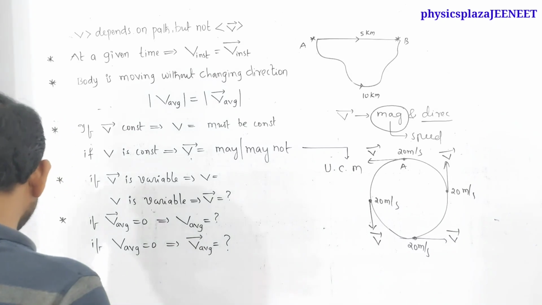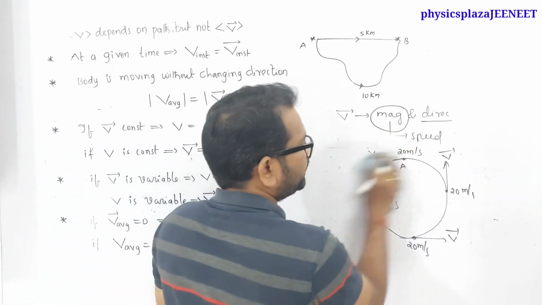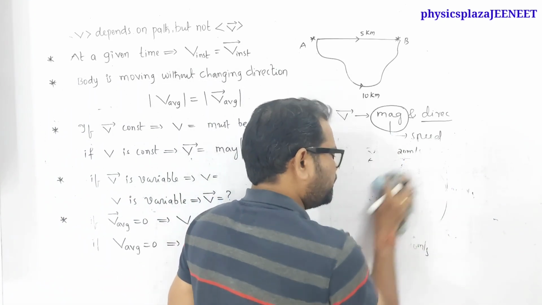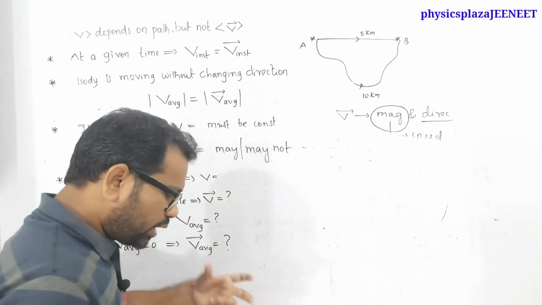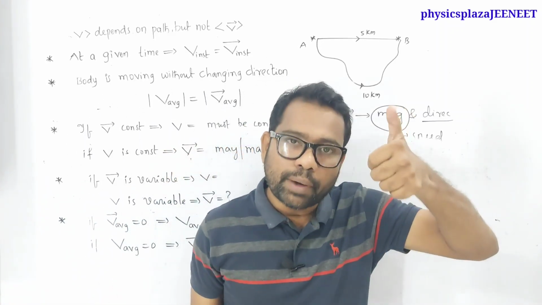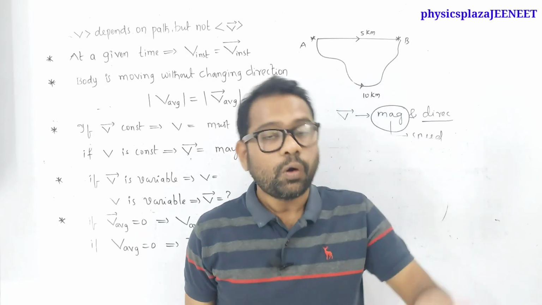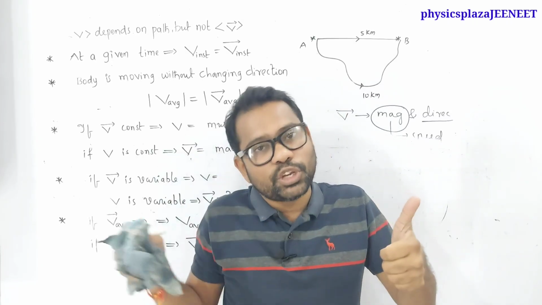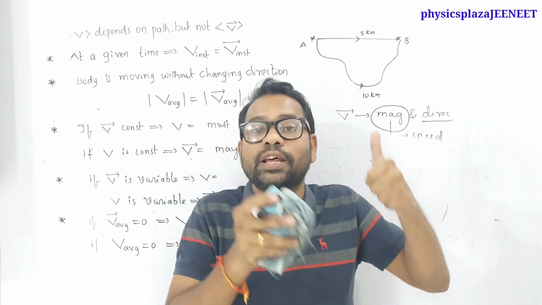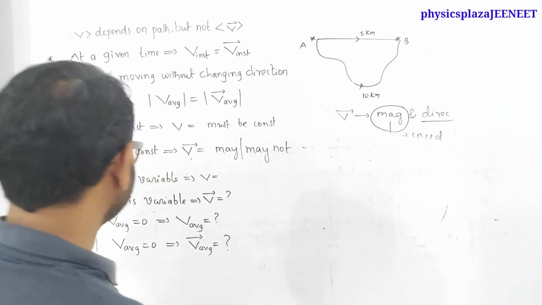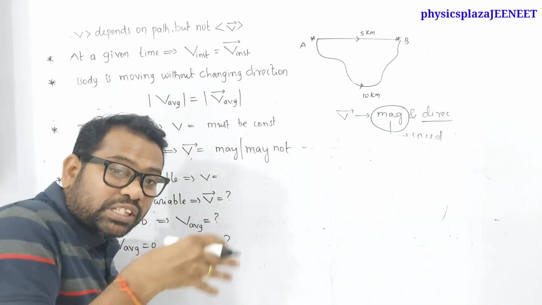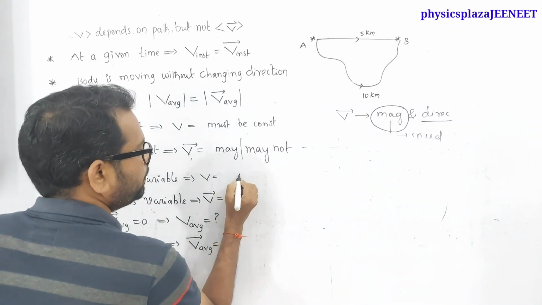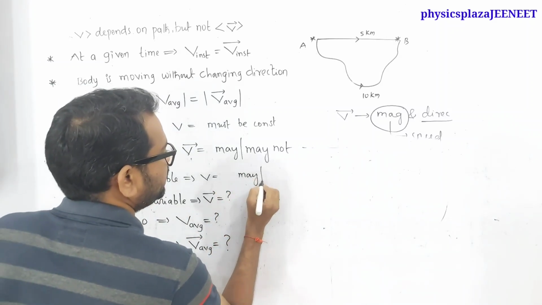Now, if velocity is a variable, what can you say about speed, children? Can you say that because velocity is a variable, speed also must be? No, it may not be. When velocity is variable, either the magnitude is changing, or the magnitude is not changing but the direction is changing; still you can say that velocity is a variable only. So if velocity is variable, you can't say that speed must be variable. It may or may not be.